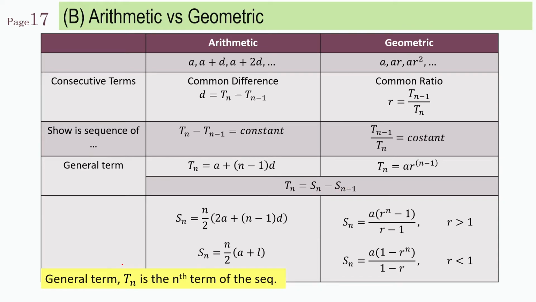And for the series, for arithmetic, you have two formulas, the ones I mentioned before. Either you use A plus the last term, or you use 2A plus n minus 1 D. For geometric, we also have two, but this depends on the value of R, either greater than 1 or less than 1. As I mentioned, one has A power of n minus 1, and this one has R to the n minus 1. The power is only n.